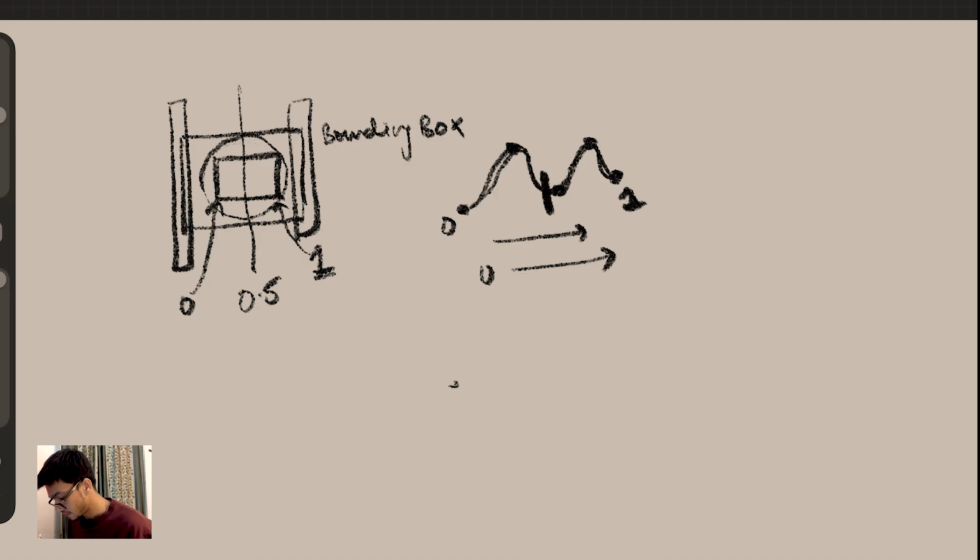So the middle point will get 0.5, and these two already have their value. So we are assigning point values according to their local positions, right? Now let's get to the main thing here.